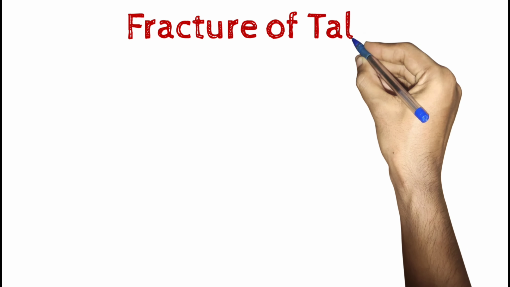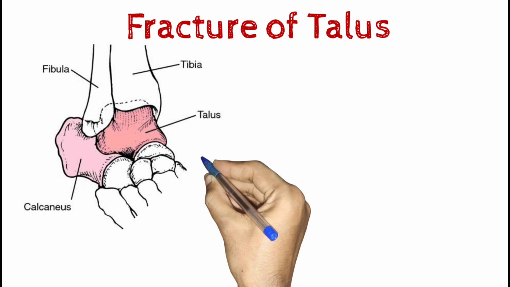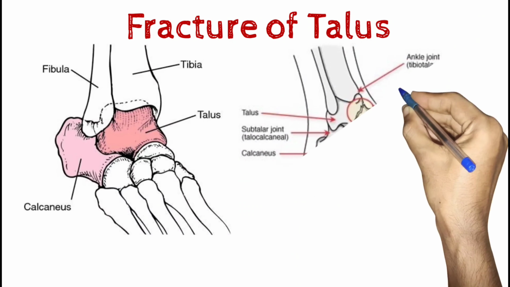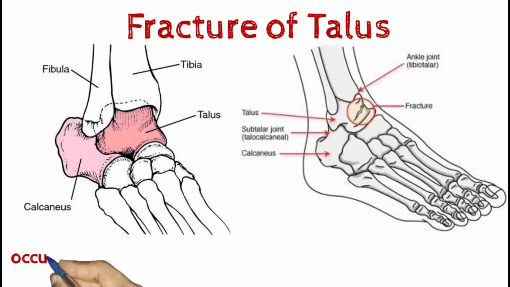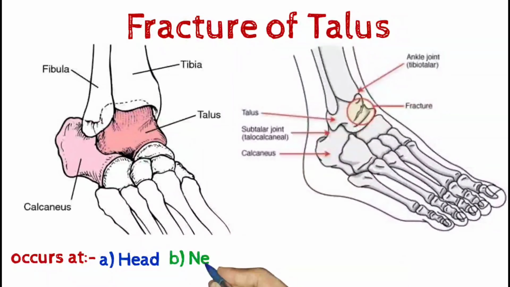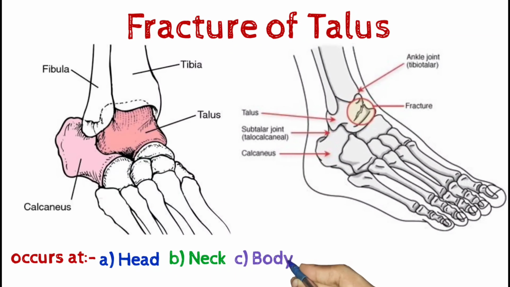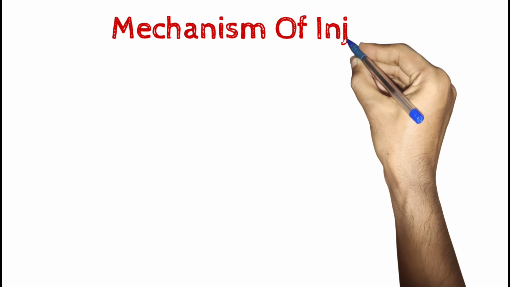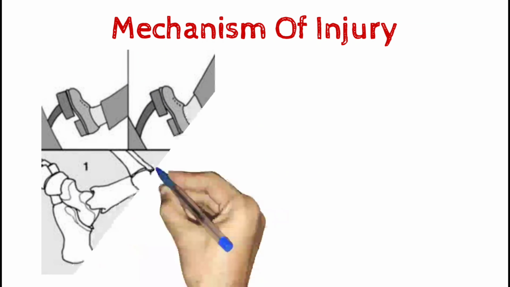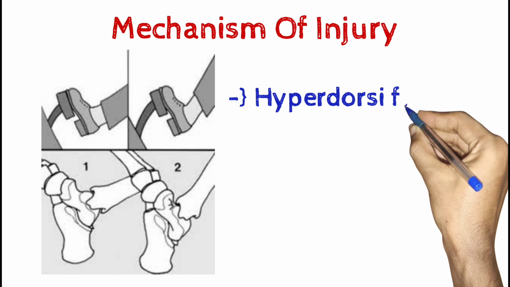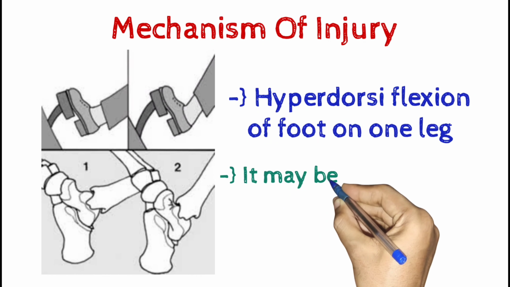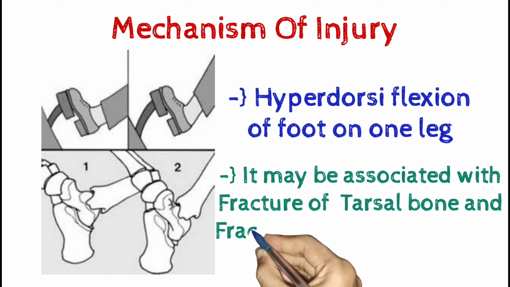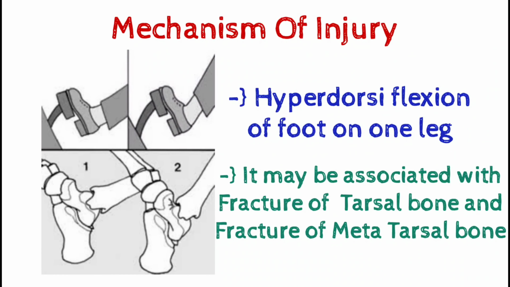Fracture of talus. Occurs at head, neck, body, lateral process of talus. Mechanism of injury: hyperdorsiflexion of foot on one leg. It may be associated with fracture of tarsal bone and fracture of metatarsal bone.